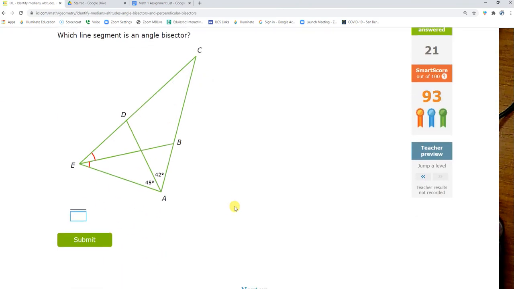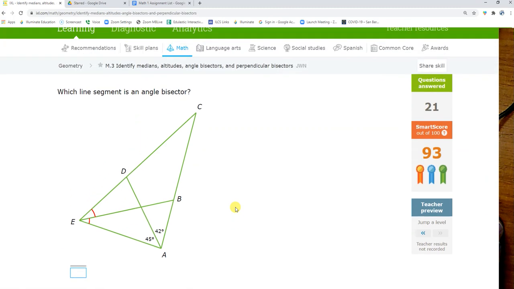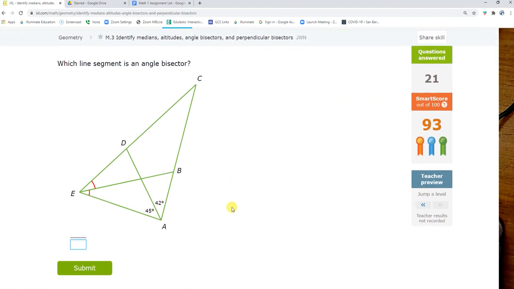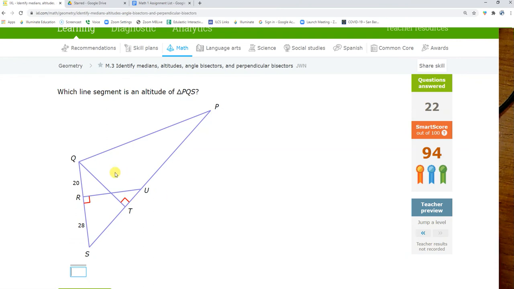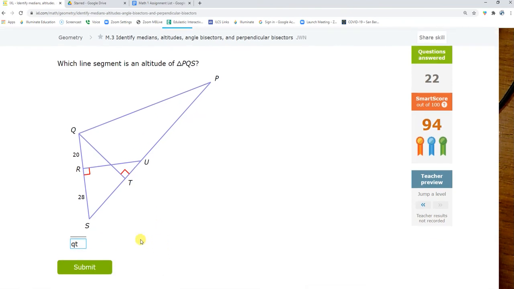How long did that take me? This is 5 minutes worth of work so far. Angle bisector. Which segment is an angle bisector? EB. Altitude. QT is the altitude, coming down at a right angle, but it has to come off of a vertex.